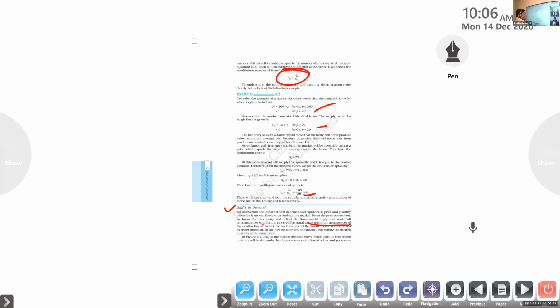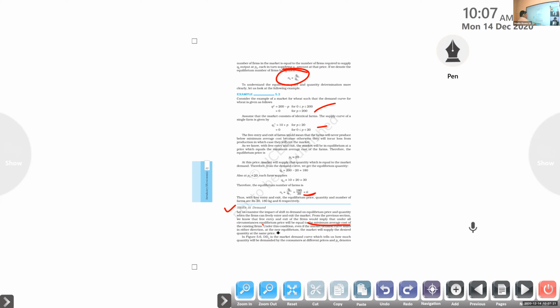We studied that by discussing the situations. No firm is ready to sell the product for less than the minimum average cost. If any firm does that, it will lead to a loss for that particular firm, so no one is ready to do that. Now, in the new equilibrium, the market will supply the desired quantity at the same price, that means the equilibrium price.